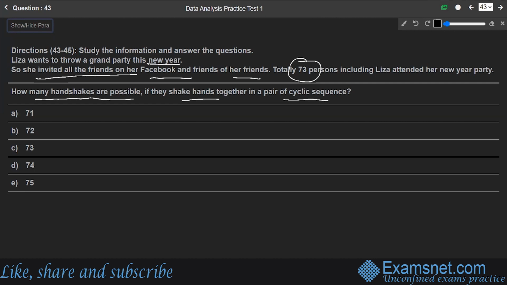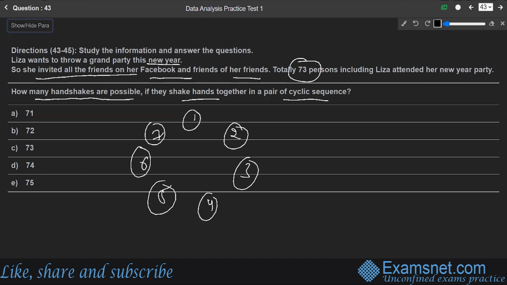See, whenever people shake hands in a cyclic sequence, what actually happens is, suppose this one person is there, a second person is there, a third. As it is a cyclic sequence, there has to be a circle formed, four, five, six, and let's say there are seven people only. So if there were seven people, let us find out how many handshakes are possible. One would have shaken hands with two, two with three, three with four, and so on, 4 to 5, 5 to 6, and 6 to 7, and lastly 7 to 1. So how many are they? This is actually 1, 2, 3, 4, 5, 6, and 7 only.